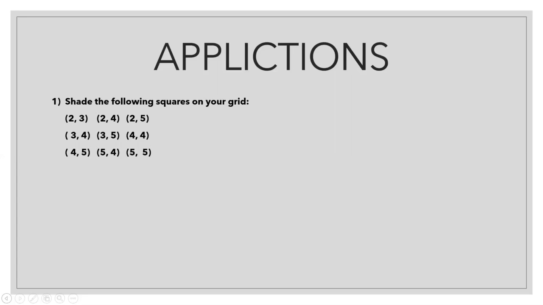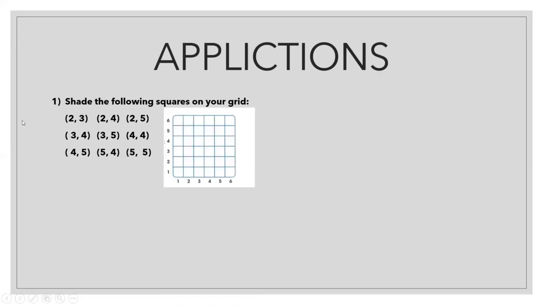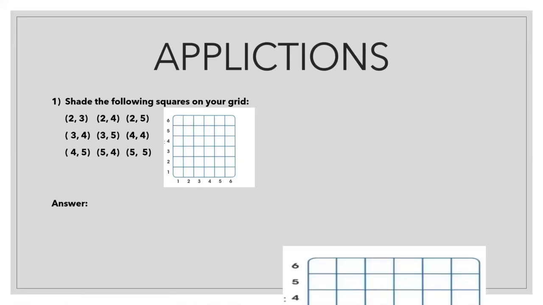Now the question is, with the help of these coordinates, we have to shade the following squares on the grid. So this is the grid. They have given you a grid, and you can see numbers from 1 to 6 in the vertical as well as horizontal way. So with the help of these numbers and using these coordinates, we need to shade the following squares. So shall we start doing the answer? Okay, so we are going to shade the squares.